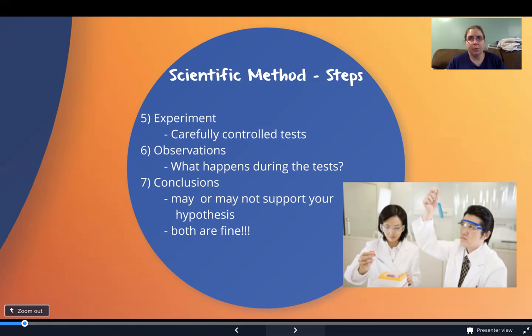Whether I collect numerical data or observational data doesn't matter. You are going to collect data from your experiment at this point. Then once you have your data, you're going to analyze it and then come up with your conclusion.